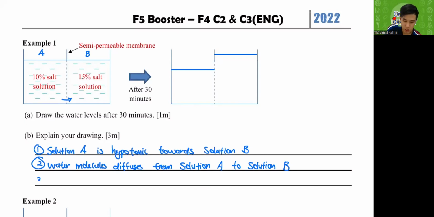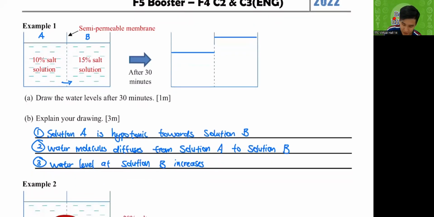Okay. Then number 3 is the condition. Means after flow, what happened? Then we say the water level at solution B increases. Okay.